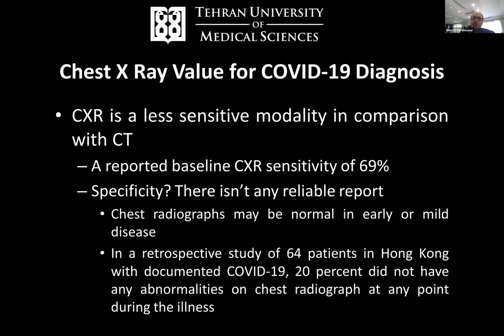When we are talking about imaging modalities to diagnose COVID, maybe approximately all of us think about CT scan. And it is obvious, because chest X-ray is a less sensitive modality in comparison with CT scan. According to research, the reported baseline chest X-ray sensitivity is less than 70%, around 69%. And what about the specificity? Really, I couldn't find any reliable report, but according to some studies, chest radiographs may be normal in the early phase of disease or in mild cases.